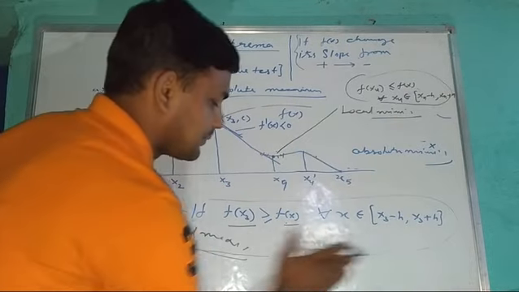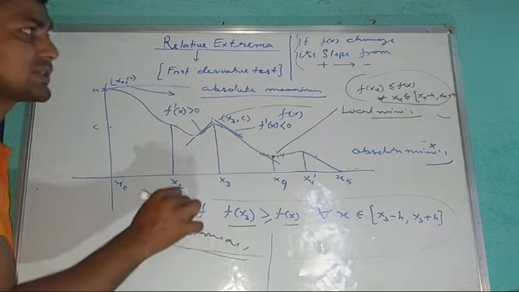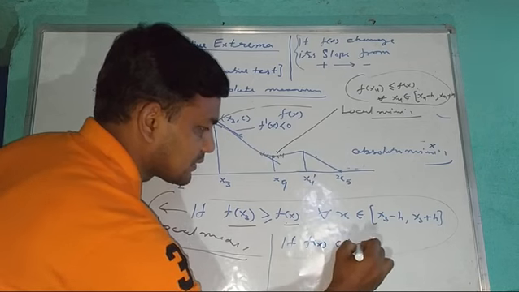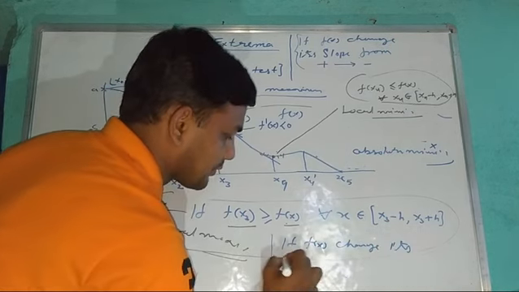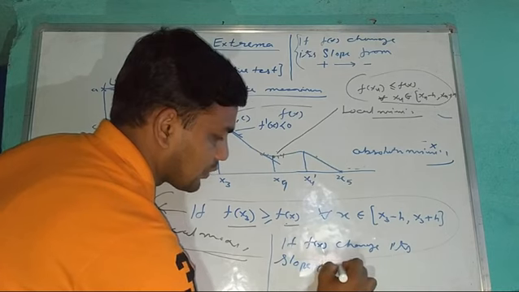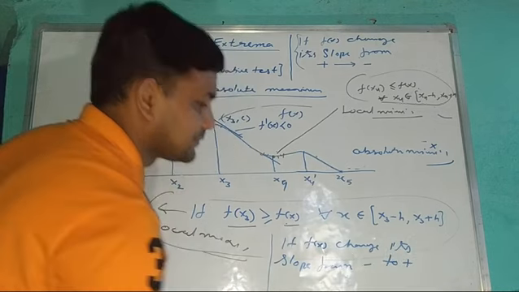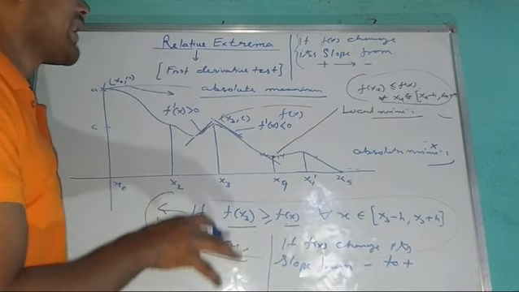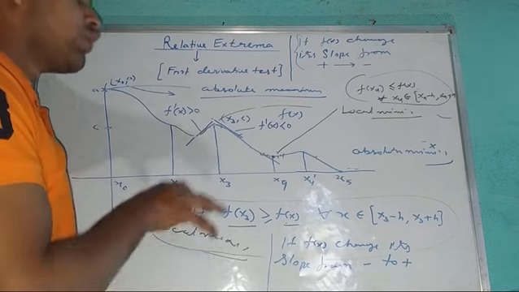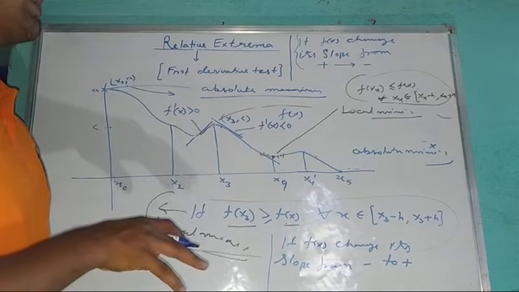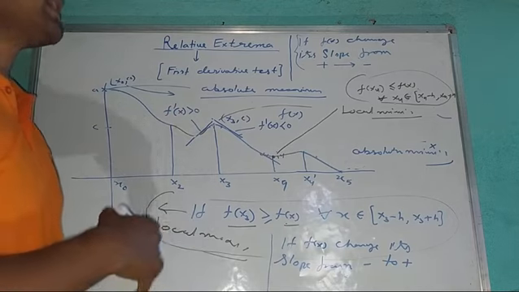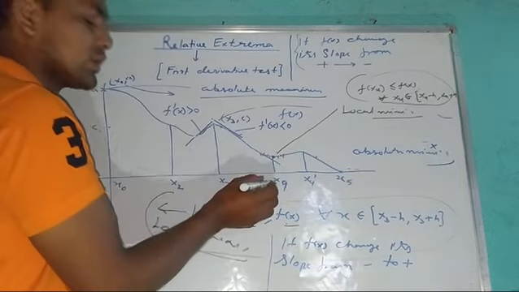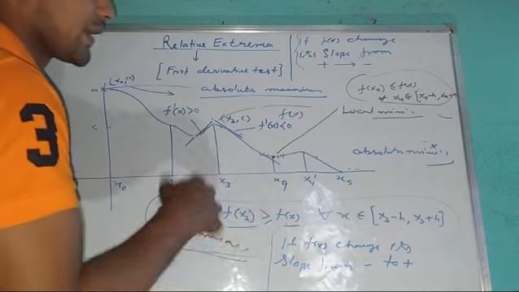The minimum point is a point in which the function changes its slope from negative to positive. If f(x) changes its slope from negative to positive, okay, from negative to positive, then the point is known as local minima or minimum point, or the point is also known as relative extremum. It means at the point x4, the function changes its slope from negative to positive.